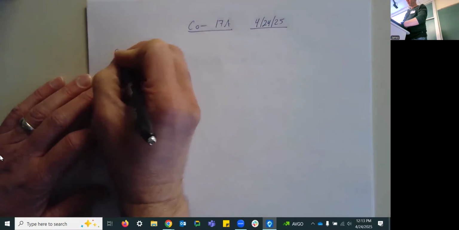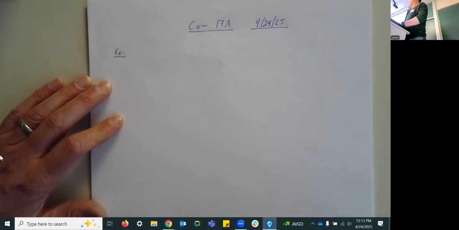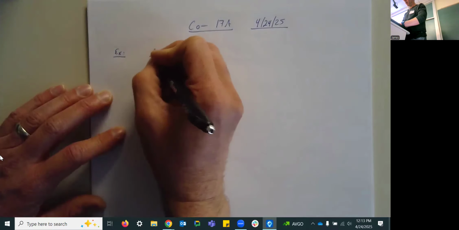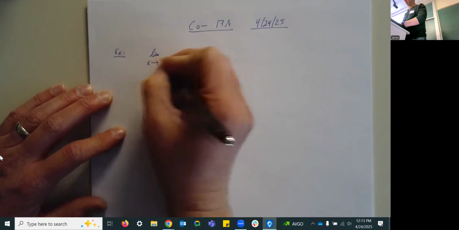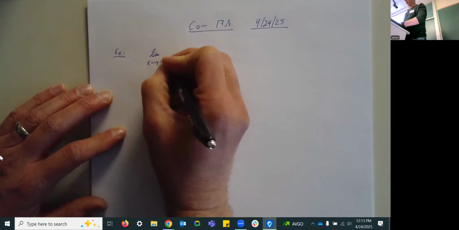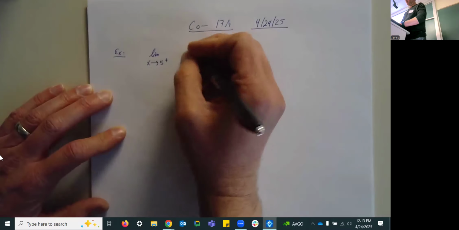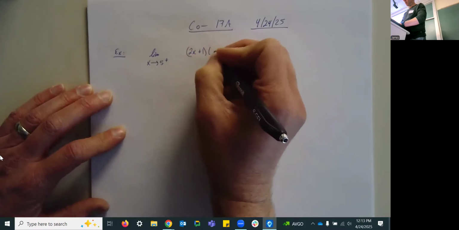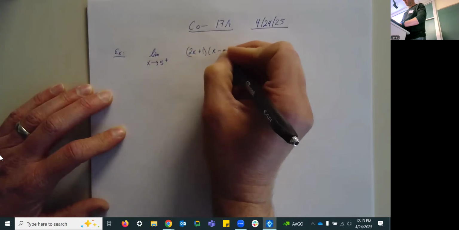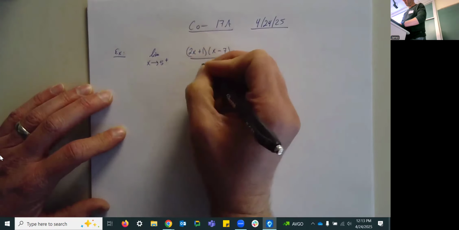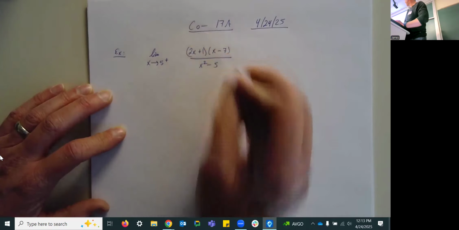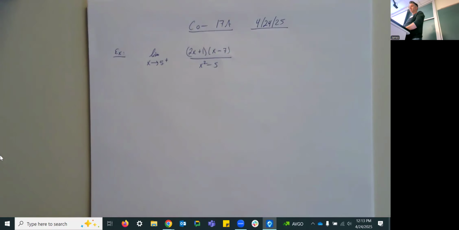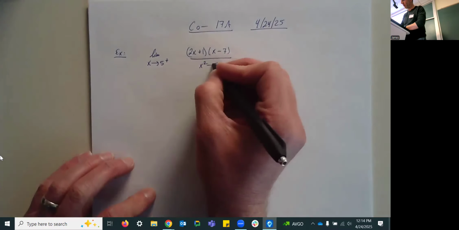So for example, last time we were doing some problems, kind of like maybe say the limit as x approaches 5 from the right of 2x plus 1 times x minus 7 over x squared minus 5. And there's a couple of different ways to go about doing a problem. Oh, sorry, x squared minus 25. Apologies.